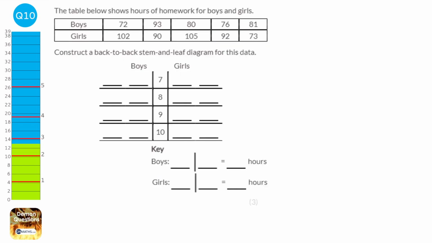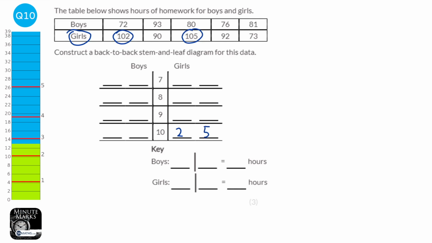So here we have a back-to-back stem leaf diagram, and we're going to focus on just the girls first, because the right-hand one is normally easier to do. So the stem here gives us all of the tens by the looks of it, and then we put the units in here. So we've got 102 here and 105 here, so we're going to put a 2 here and a 5 here to represent 102 and 105.